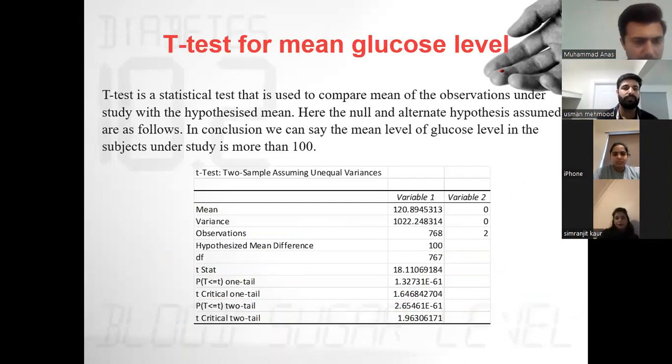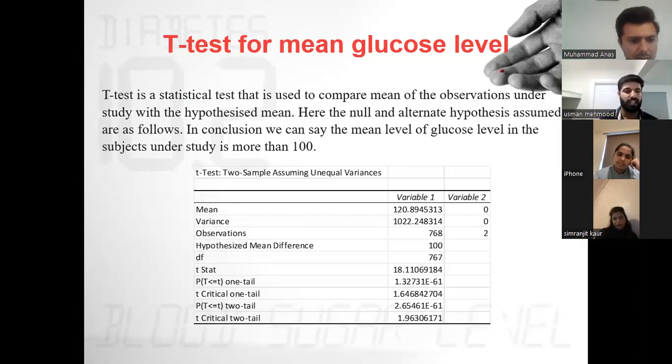So in this slide, we have the t-test for mean glucose level. For the null hypothesis, we have assumed that H0: the mean glucose level of an individual is less than 100. And the alternate hypothesis is H1: the mean glucose level is greater than 100. Then we ran the test to see our results.